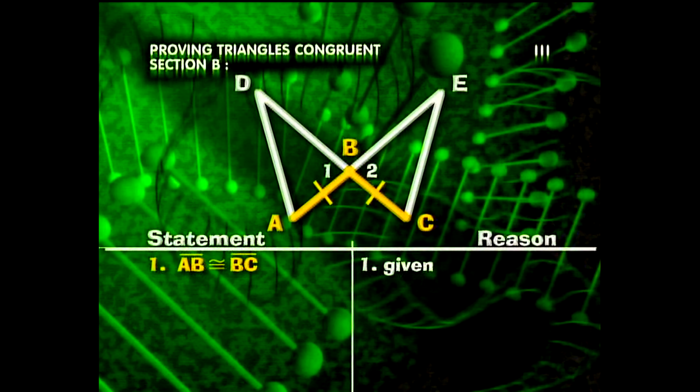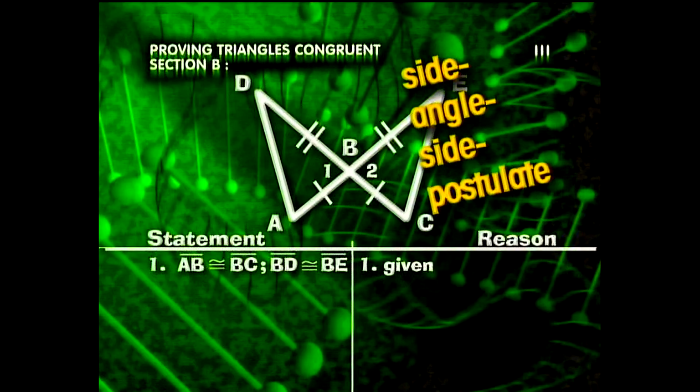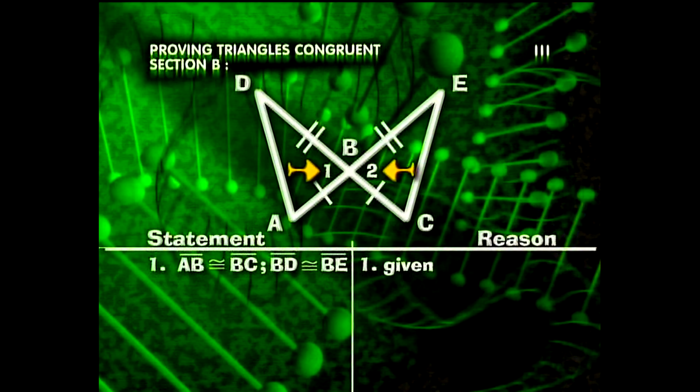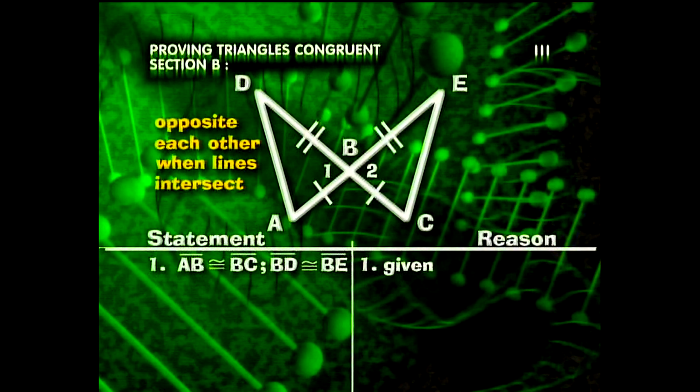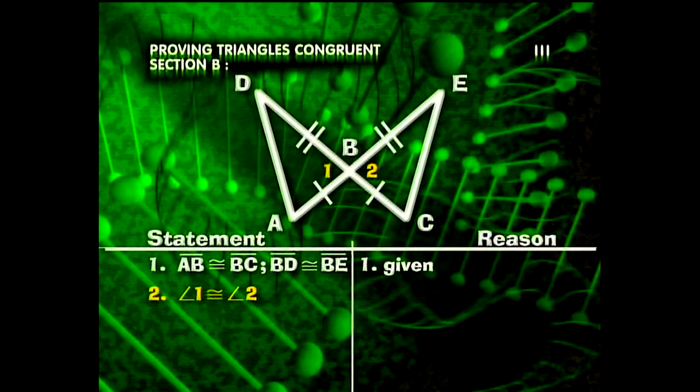Segment AB is congruent to segment BC, and segment BD is congruent to segment BE. So, we have been given two pairs of sides. To use the side angle side postulate, all we need to prove is that the angles between the sides, angle 1 and angle 2, are congruent. And we notice that angle 1 and angle 2 are vertical angles. Remember the definition of vertical angles? Vertical angles occur opposite each other when two lines intersect, and vertical angles are congruent. So, we can state that angle 1 is congruent to angle 2, because of the definition of vertical angles.